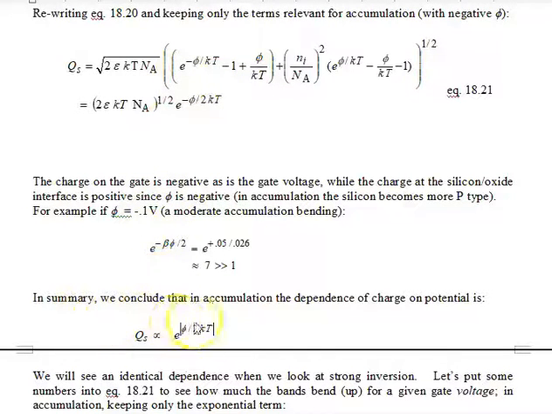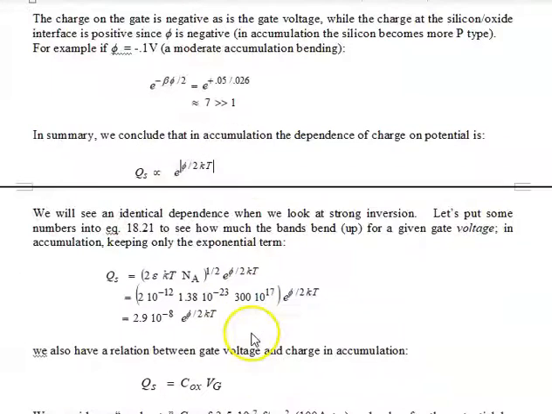So we conclude that in accumulation, the dependence of the surface charge in coulombs per square centimeter looks like an exponential. I put the magnitude sign here because we're really interested in the dependence rather than in the sign of the power.